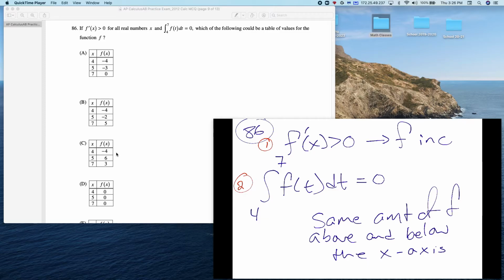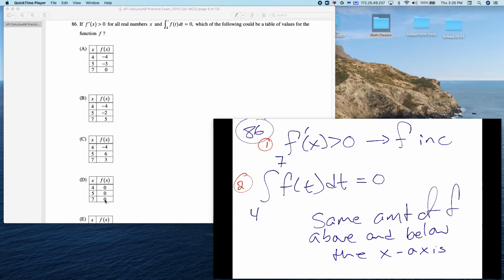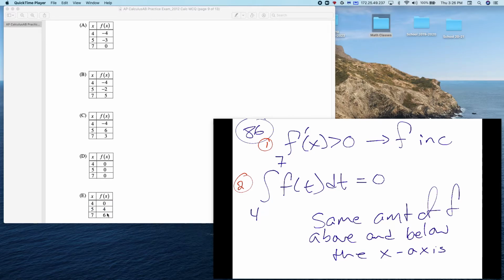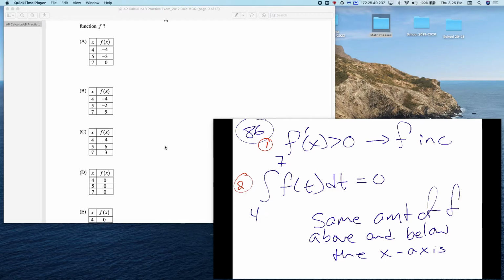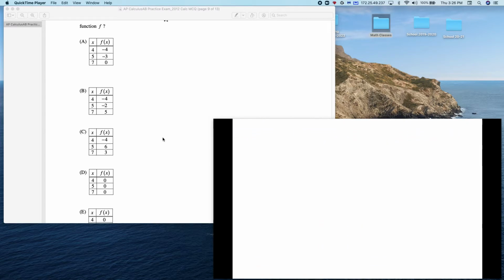Looking at C, notice that C is an increasing function and then a decreasing function. That violates our first condition. D is not an increasing function at all. And F, although it's an increasing function, it's always positive, which means the integral will never equal 0. So that's why B is the right answer. It's almost a process of elimination on that one. Okay, let's look at 88.